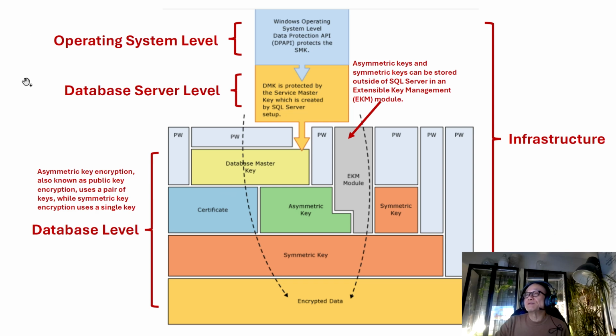There are three levels of this infrastructure. On top, we have the operating system level. In the middle, we have the database server level. At the bottom, we have the database level. Simply speaking, the operating system level will provide some security features which will be used by the database server level and the database level for protecting, or encrypting and decrypting, our data.